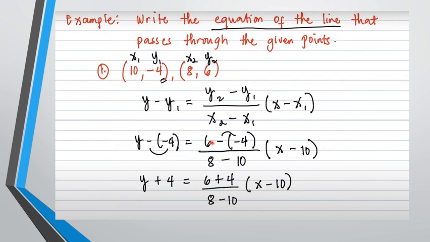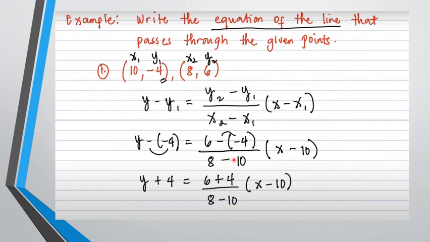After this, we will identify the given and substitute into our formula. Y minus y sub 1, which is -4, equals y sub 2, which is 6, minus y sub 1, which is -4, over x sub 2, which is 8, minus x sub 1, which is 10, times x minus x sub 1, which is 10.